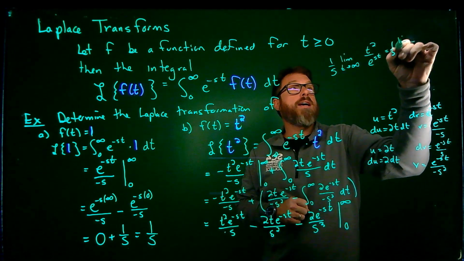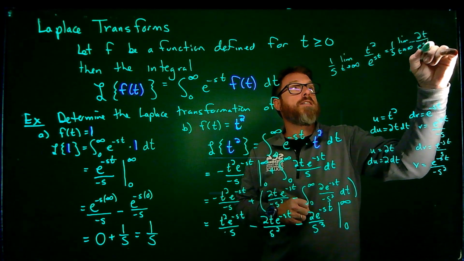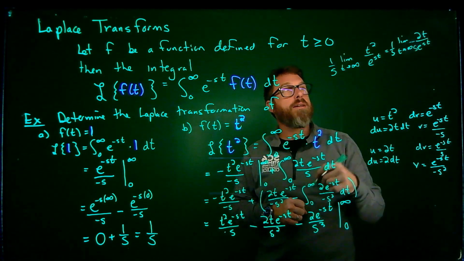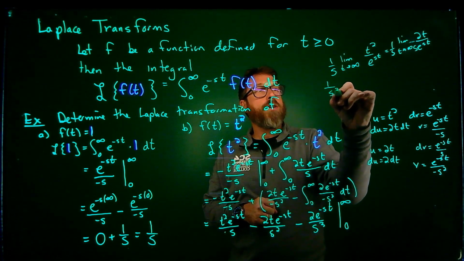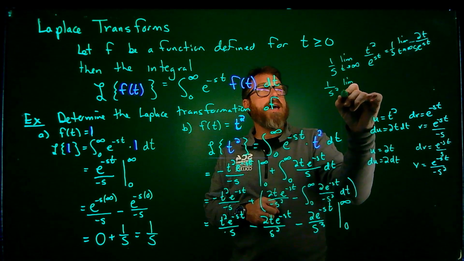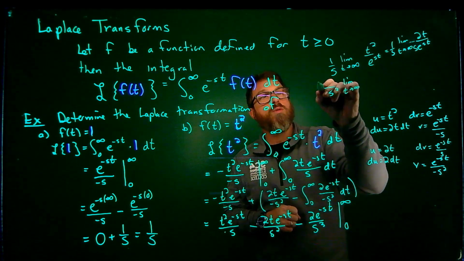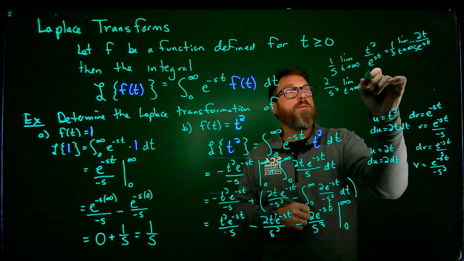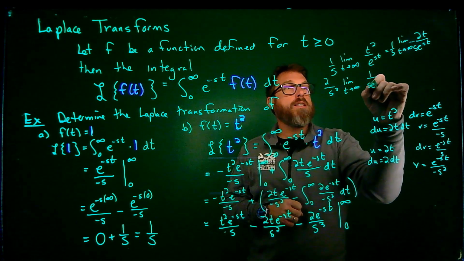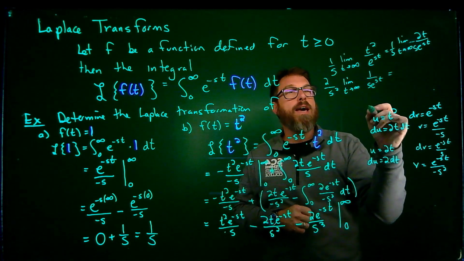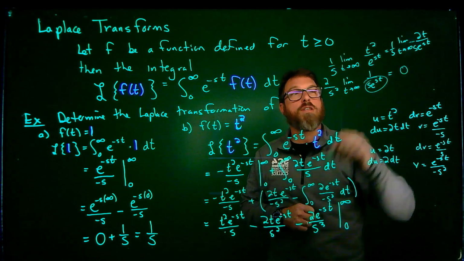So the limit as t goes to infinity of 2t all over e to the st times s again. So pulling that out, I have 1 over s squared, and times the limit as t goes to infinity. Well, let's take the 2 out as well. 2. So the derivative of t is going to be equal to 1. The derivative of this is going to be equal to s e to the st. And we can see that as t goes to infinity, this thing is going to go to infinity, so this is going to spit out 0.